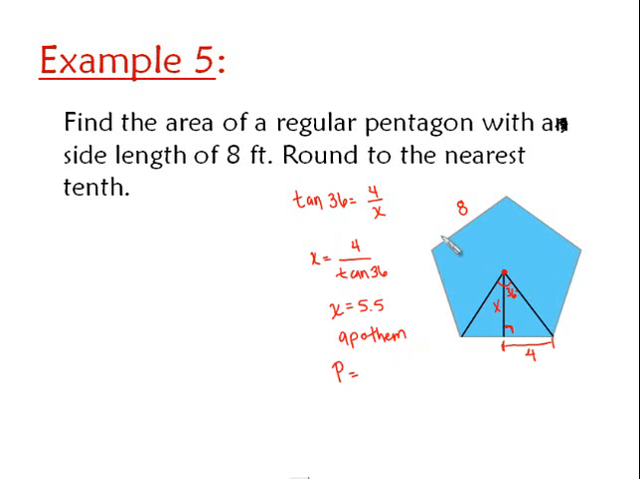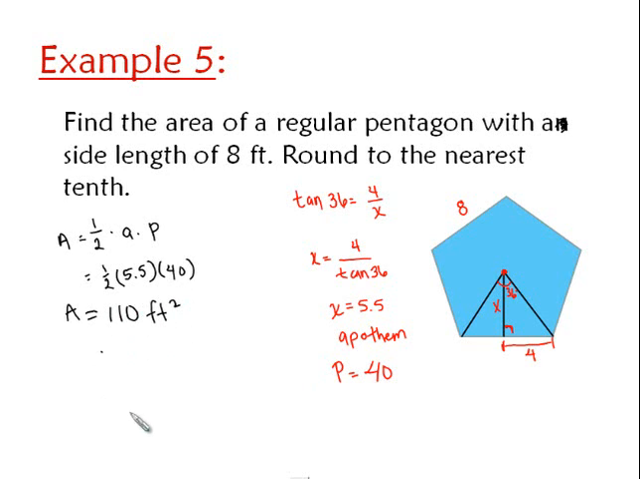The perimeter, we know one side is 8. We have 5 sides, and this is a regular pentagon, so all the sides are the same. 8 times 5 is 40. So now I have all the information I need to find the area. Area is equal to 1/2 times the apothem times the perimeter. So we're just going to plug this in. The apothem is 5.5 and the perimeter is 40. And we get 110 and we're in feet, so this is feet squared.